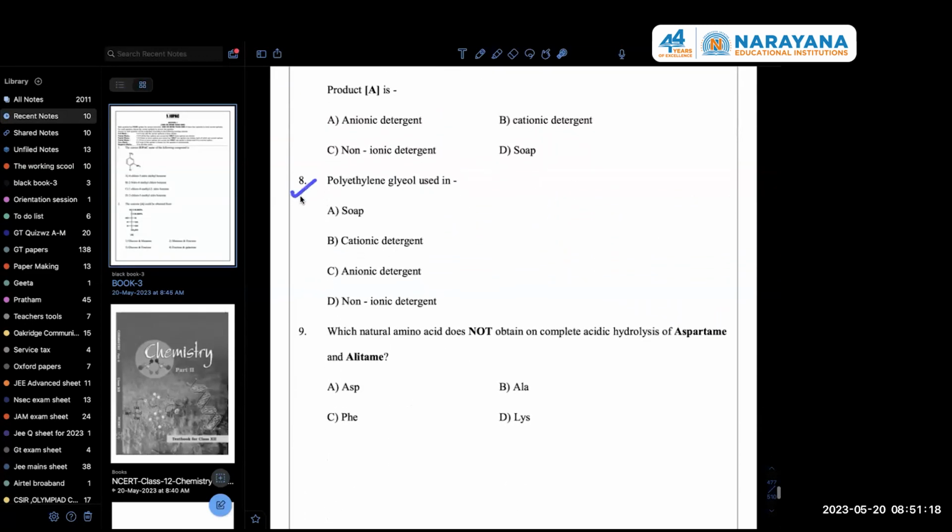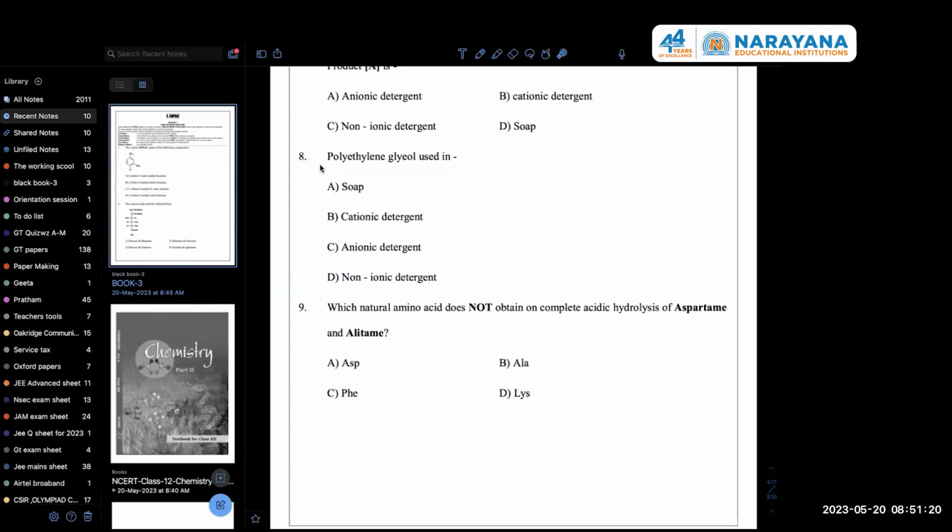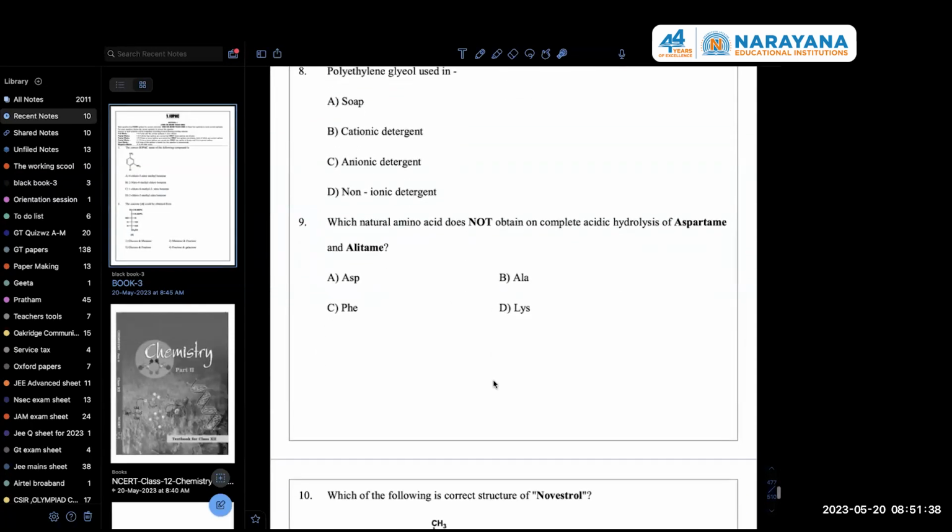Okay. The eighth question is again an easy question. Polyethylene glycol used in. B options. Yes, this is very simple. Non-ionic detergent. And whenever you say, I can open NCERT also, right? Suppose if you have any issue. The ninth question is a little bit good one only.